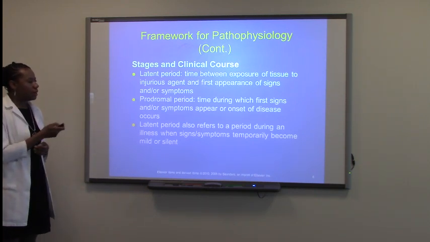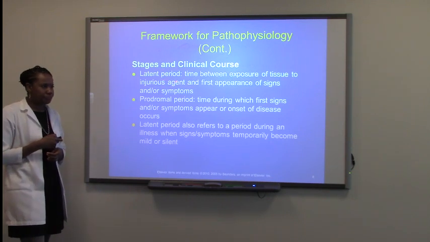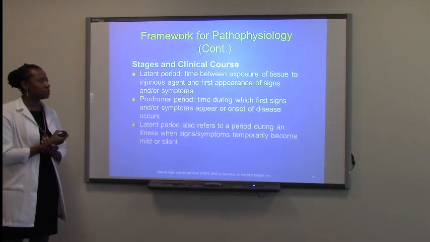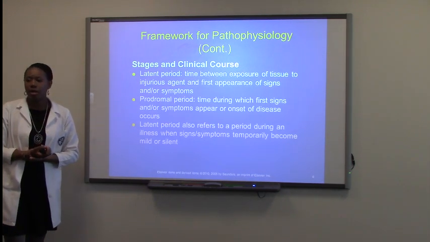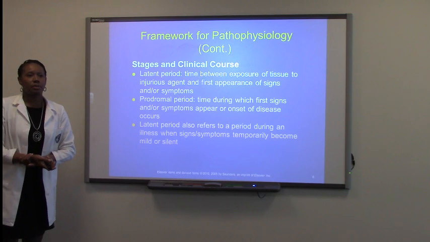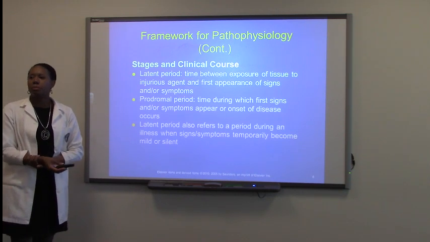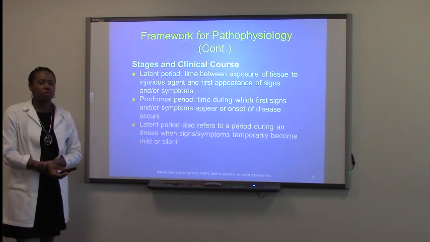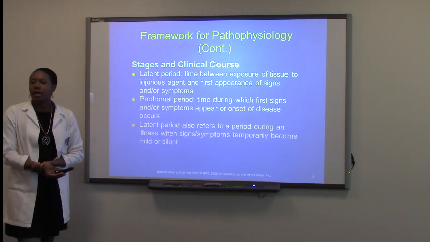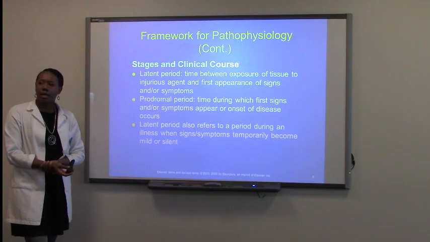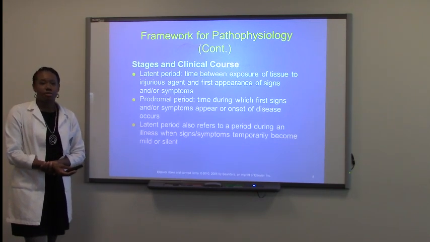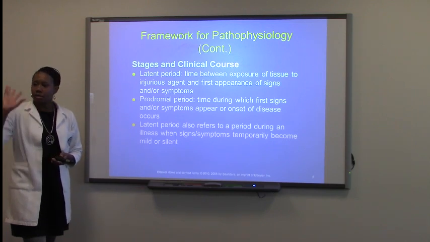So we do have what is called a latent period. This is a time between exposure of tissues to the injurious agent to when the first signs and symptoms appear. So this is a very good example. Say for example, you are sitting on a plane. Okay, we know that planes get crowded and there's no room to breathe on there. And you're sitting next to someone on the plane that has a cold. Okay, this person definitely has a cold virus, and you're sitting next to them, and those little things are airborne, and you know what's going on.